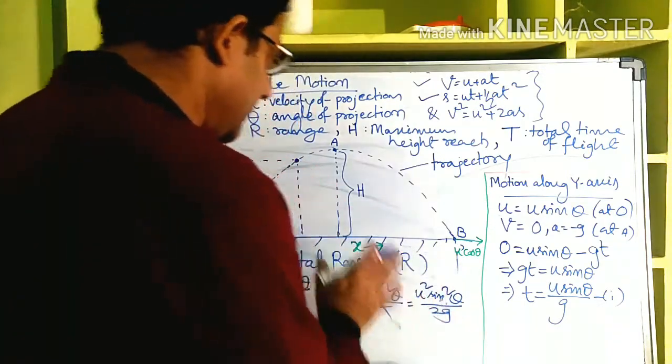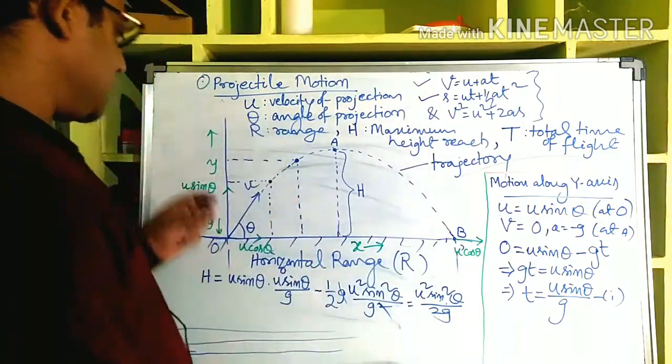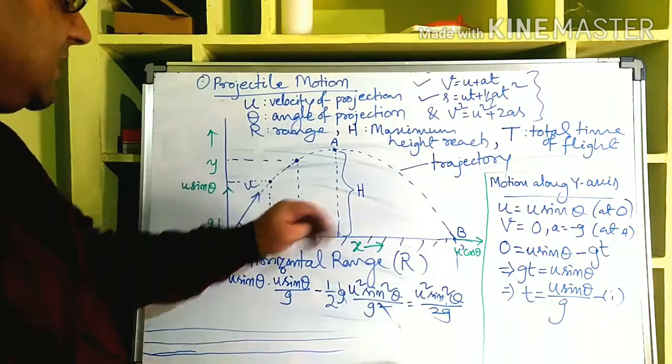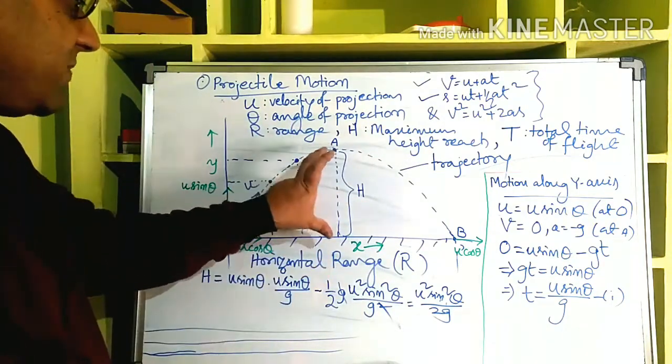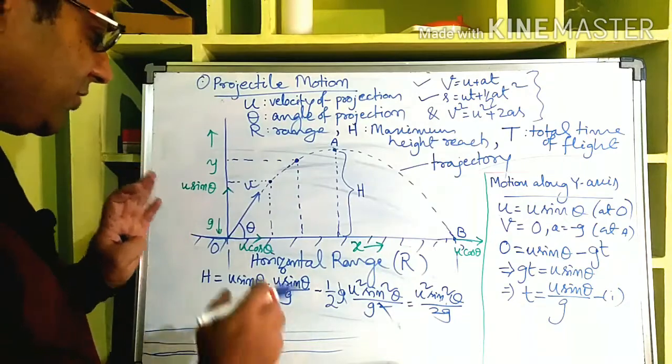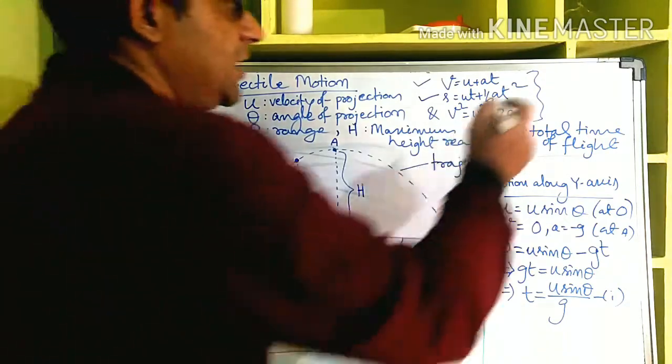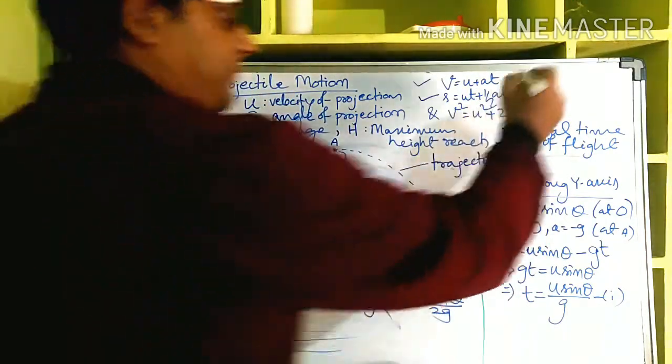So what result are we getting of these three important things? I said the total time of flight, the horizontal range and the maximum height reached, these three we are basically going to find out. So one we got already, so let me write that.